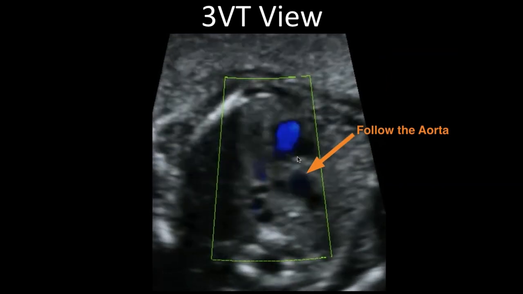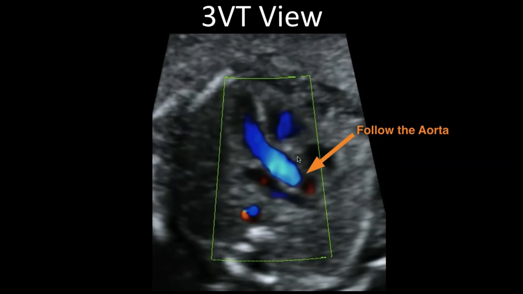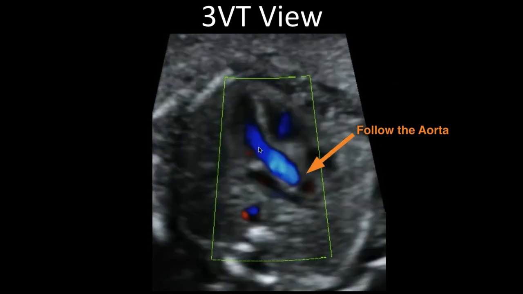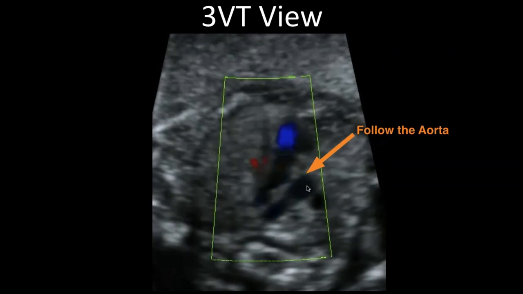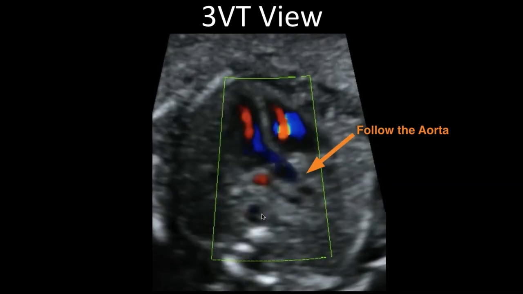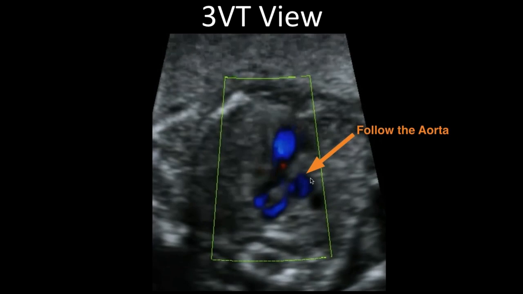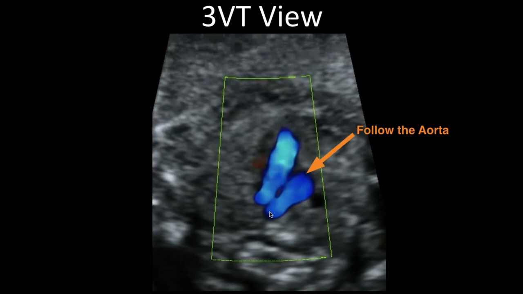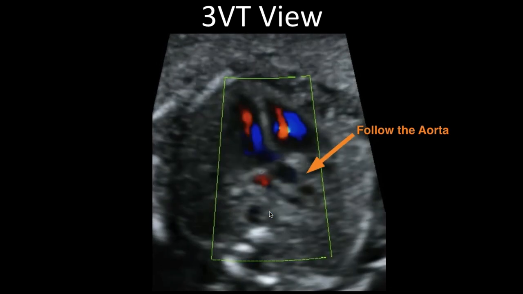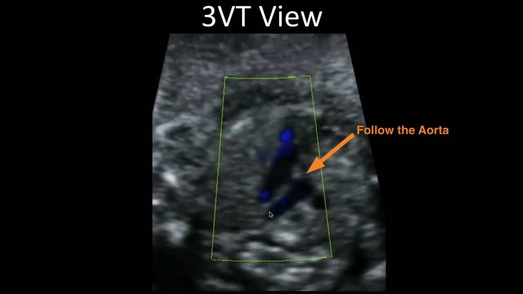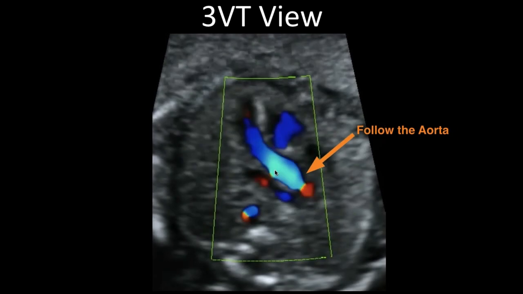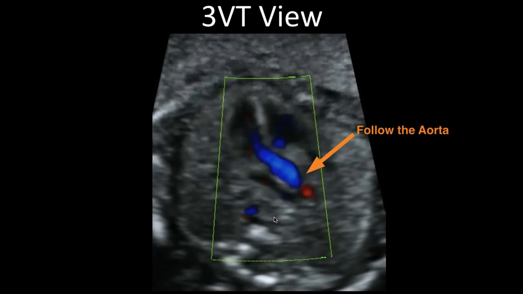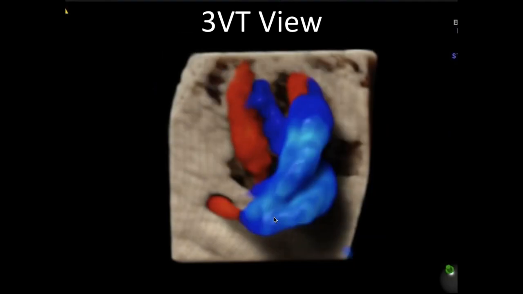I put this to show you how the 3-vessel trachea view is in relationship to the aorta. So I want you to see the ascending aorta here and look at the curve that it makes to come to the aortic isthmus right at this level. This is the aortic arch, right? That's the curve that the aortic arch takes to come down to the left side. So keep that in mind as you look at how the ascending aorta ends up in the aortic isthmus. It makes a fairly sharp curve in the upper chest.